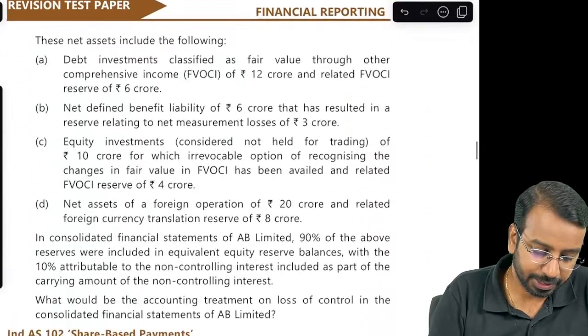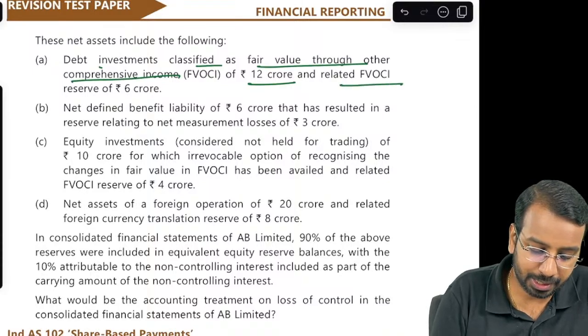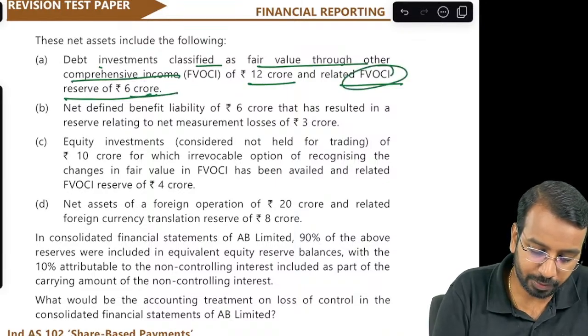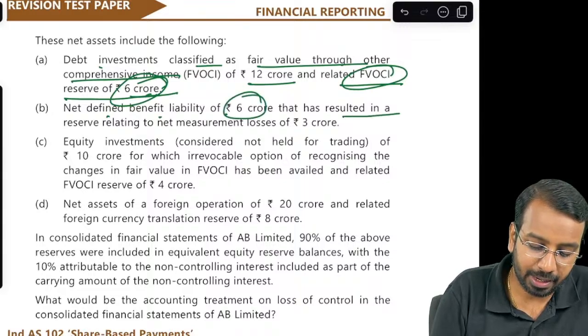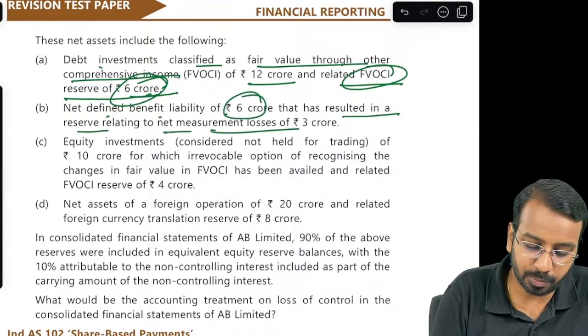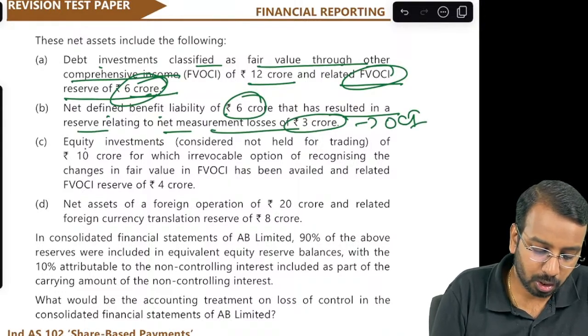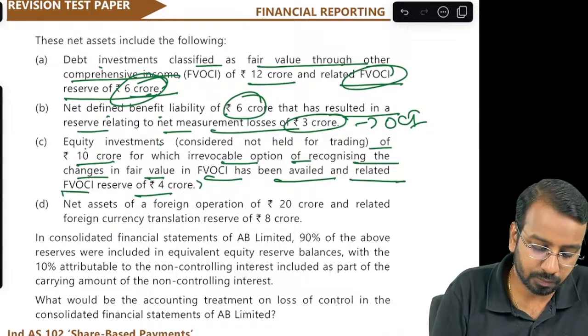These net assets include the following: debt investment classified as FVTOCI of 12 crore and related FVOCI reserve of 6 crore. Net defined benefit liability of 6 crores, resulting in a reserve relating to the net measurement losses of 3 crore. This is also in OCI. Equity investment of 10 crores for which the irrevocable option of recognizing changes in fair value in FVOCI has been availed, and the related FVOCI reserve is 4 crores.